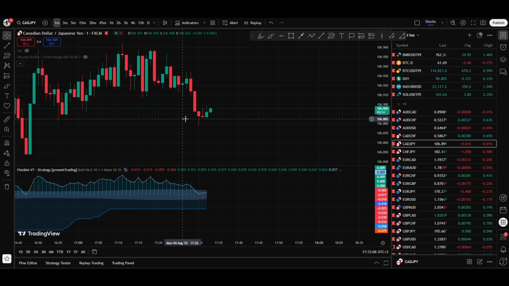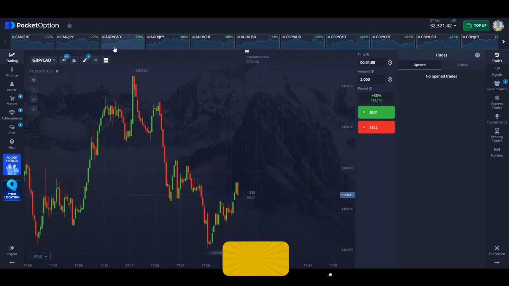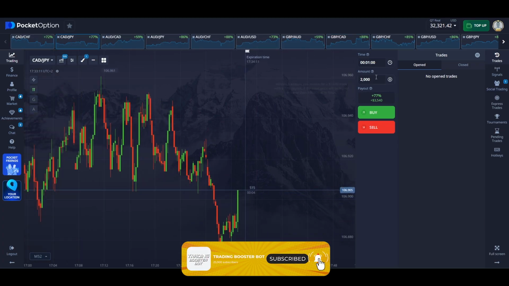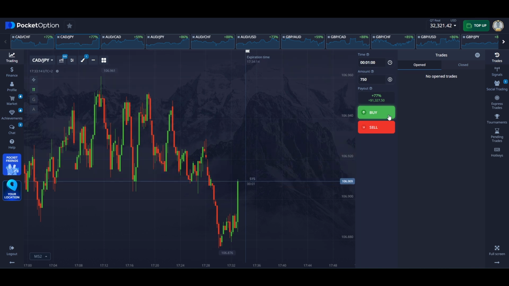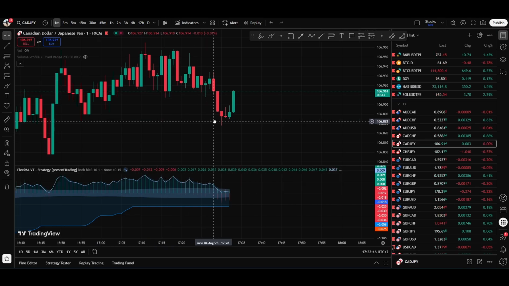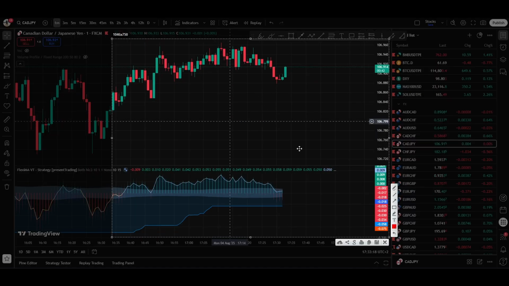Look, here we have the Canadian dollar and Japanese yen. Let's even switch to the platform. Select this currency pair, and let's open a buy trade for, say, $750 right from here. So what's happening here? Look, first of all, there was a good upward movement here. So we can see that the super trend is blue, or in other words, that's a buy signal.